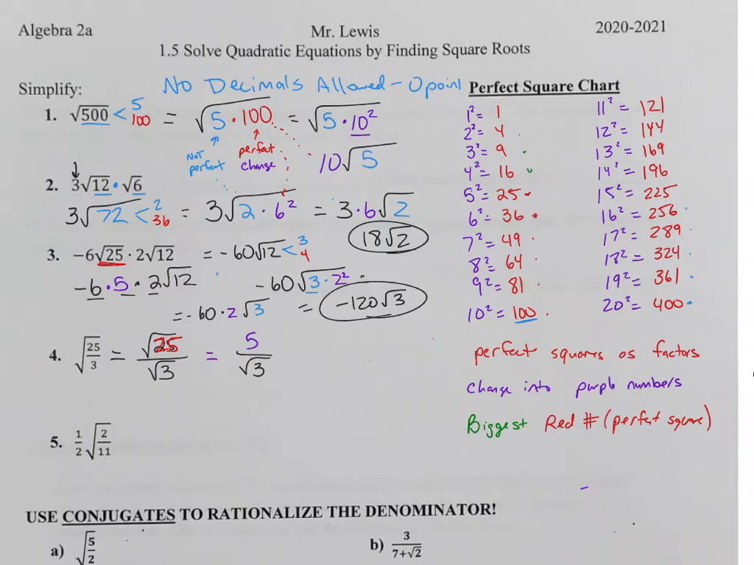Now if I look at the bottom, 3 is as simple as it can be. So 3 is simplified because there are no numbers that go into 3. But we have to remember a rule. One of the rules we have to remember is no radicals in the bottom.